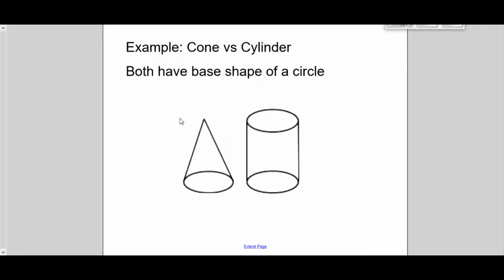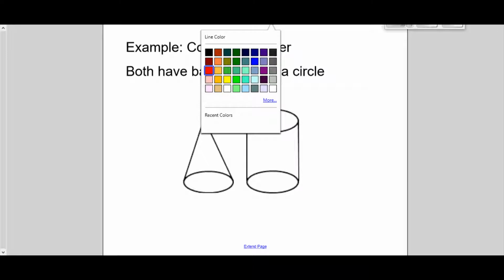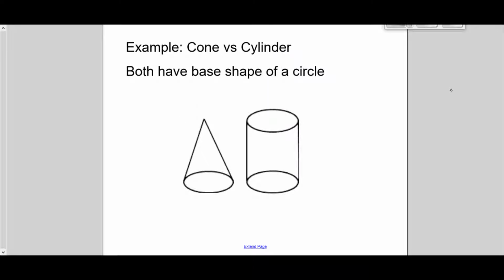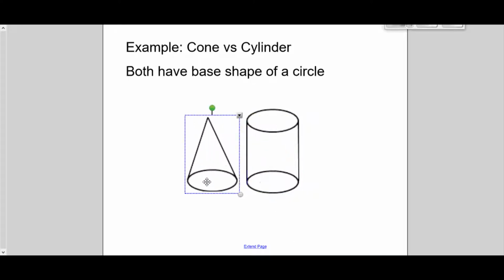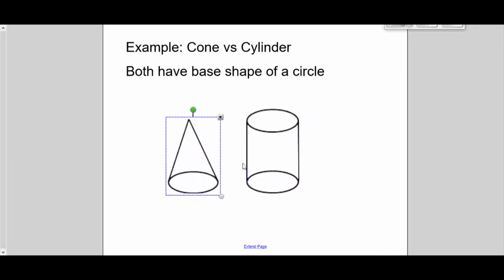So if I have, let's just take a cone and a cylinder. Those both have the same base shape. So they both have the base shape of a circle. I could take my cone and I could fit it pretty easily inside my cylinder. The cylinder will hold 3 times as much as this cone will hold. So there is more volume inside the cylinder than there is in the cone.